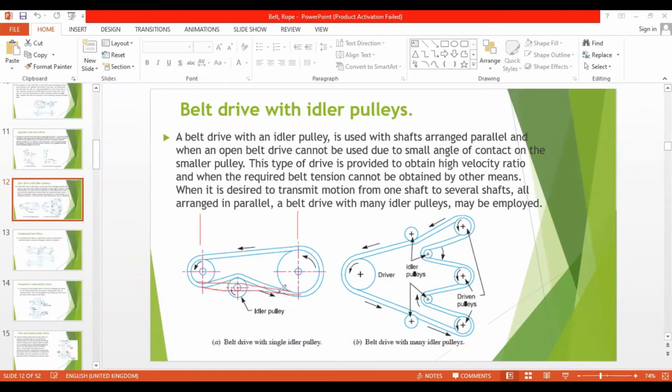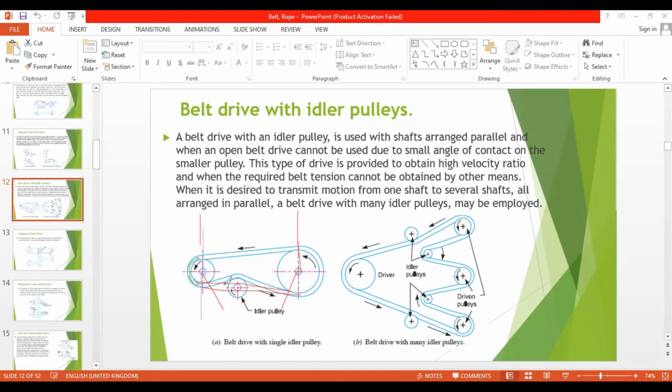So due to the addition of this idler pulley, the angle of contact is a little bit increased. The angle of contact on the driver is not that important, but on the driven it is important. If there is no idler pulley, the belt might have gone this way, and this would be the angle of contact, which I'm going to shade in green. This is the angle of contact with no idler pulley.